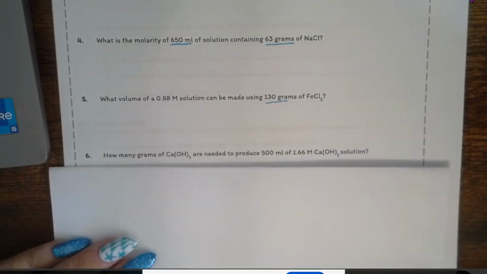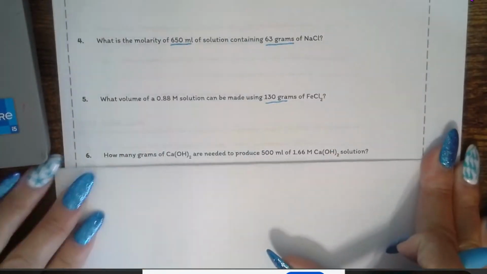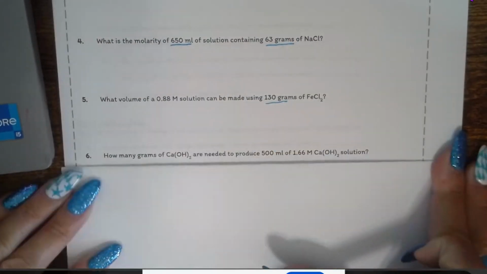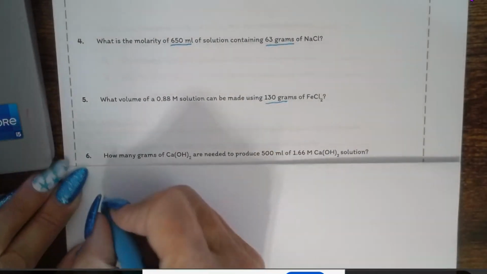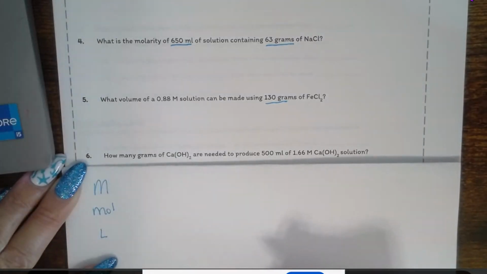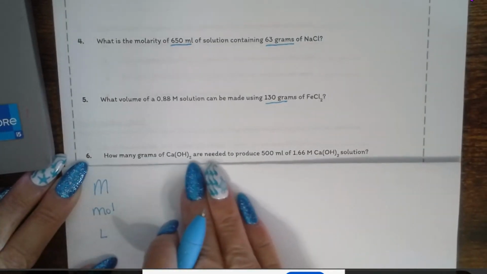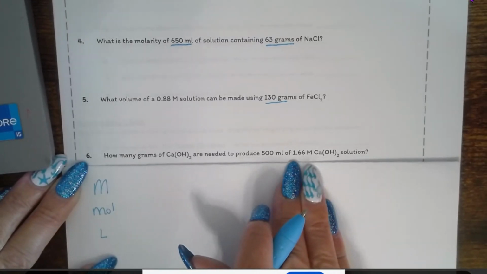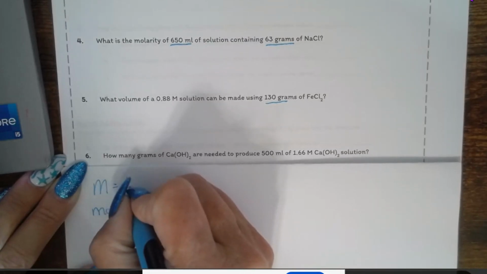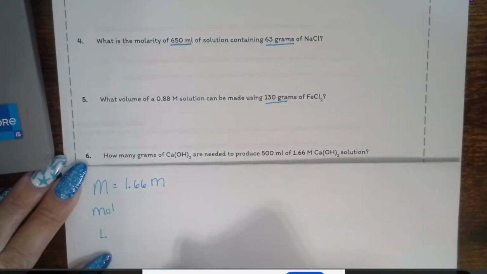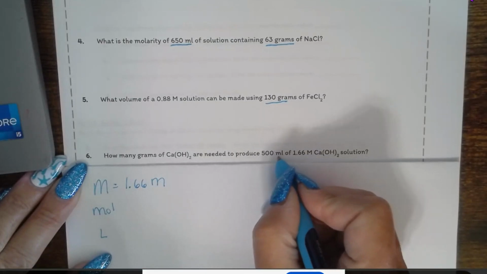All right, let's try number 6. Number 6 says, how many grams, I'm going to make my list: molarity, moles, liters. How many grams of calcium hydroxide are needed to produce 500 milliliters of a 1.66 molar solution? So we've got 1.66 molar, and it gives us a volume in milliliters.